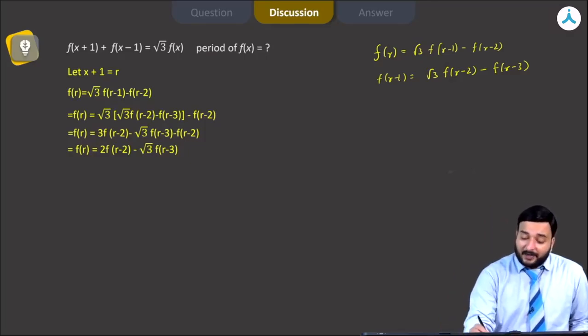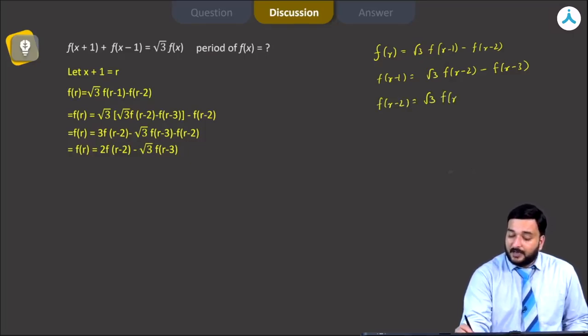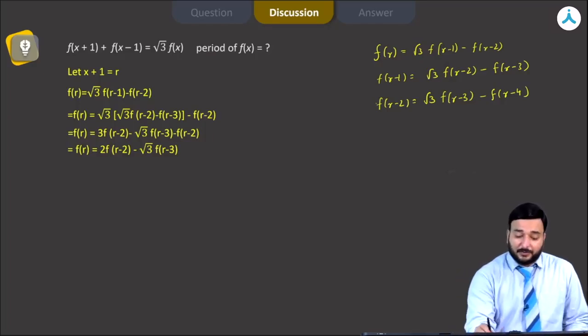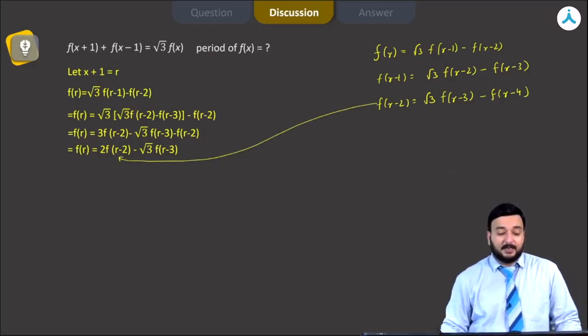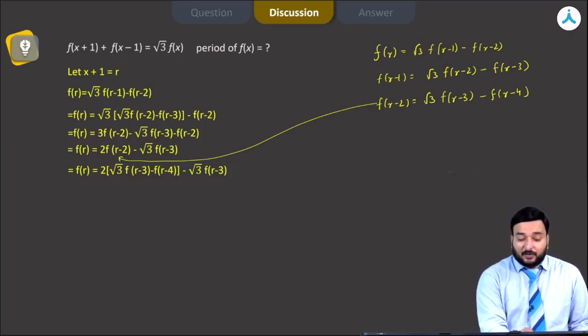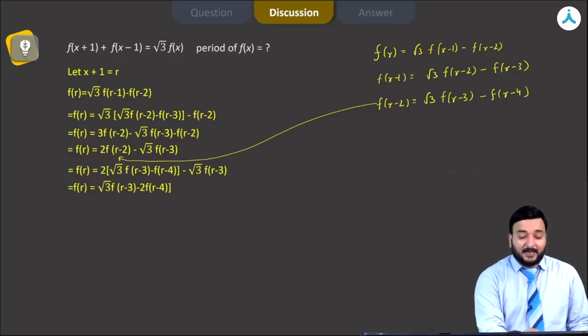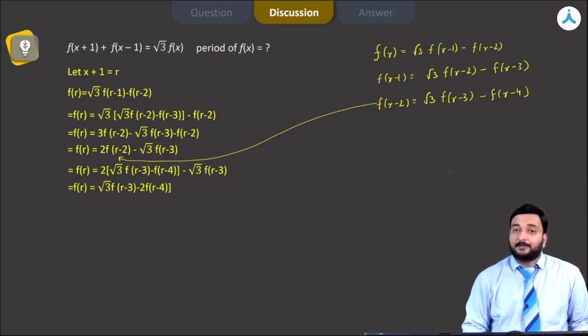Now again I can find the value of f(r-2), which will be equal to √3 f(r-3) - f(r-4). So this value I am going to substitute over this place. We will get f(r) = 2(√3 f(r-3) - f(r-4)) - √3 f(r-3). Now this is 2√3 f(r-3) and this is minus √3 f(r-3), so this will become √3 f(r-3). So we can write f(r) = √3 f(r-3) - 2 f(r-4).